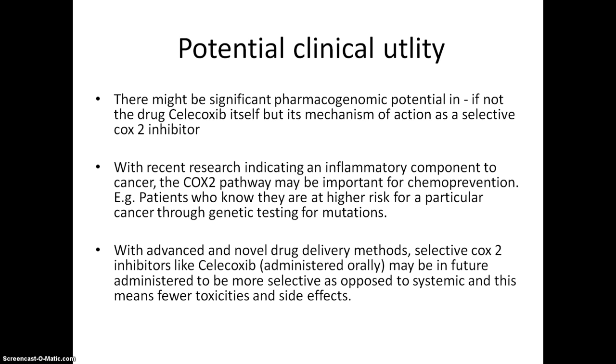Potential clinical utility: there might be significant pharmacoengineering potential, if not the drug itself, but its mechanism of action, in my opinion. With recent research indicating an inflammatory component to cancer, the COX-2 pathway may be very important for chemoprevention. With advanced and novel drug development methods coming out every day, selective COX-2 inhibitors like Celecoxib may in future be administered in a more selective way as opposed to being systemic, and this means fewer toxicities and side effects.